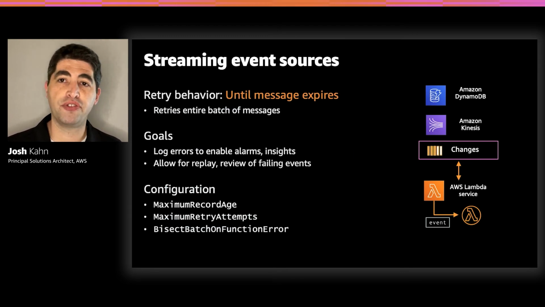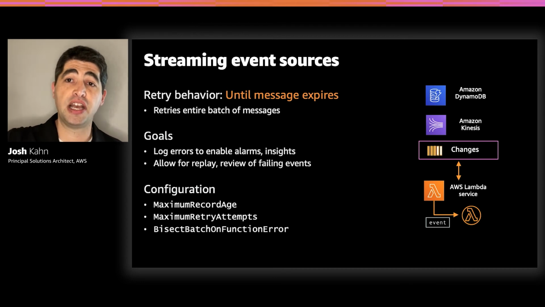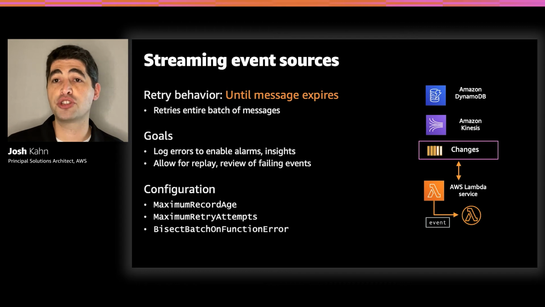Next, let's talk about the first of our pull-based invocations, streaming event sources like DynamoDB streams or Kinesis. Now in these cases, there's messages sitting on a stream, and the Lambda service will keep retrying as long as those messages are sitting in the stream if the function fails. But again, it's important to remember here that these messages are delivered in batches of messages. It's not just one, it's generally a batch.